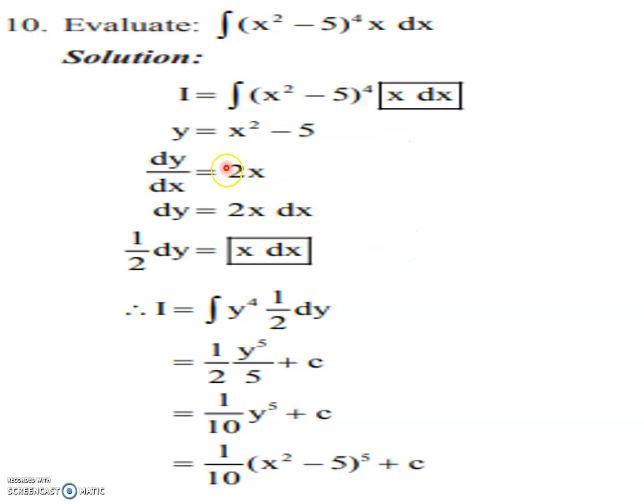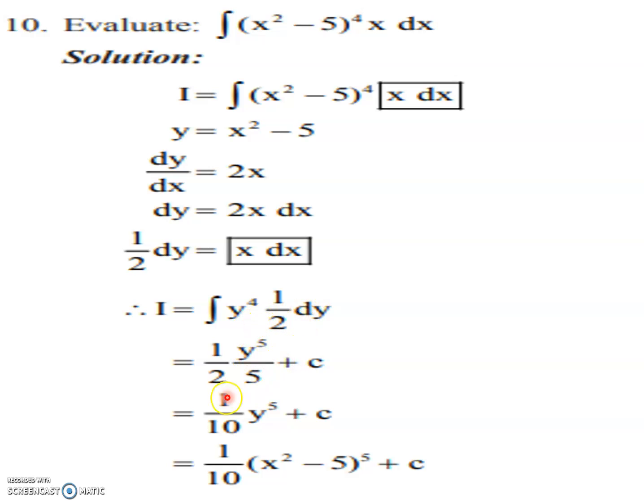Yes, let us check. Y is equal to x square minus 5. Differentiate with respect to x on both sides. dy by dx, the derivative of y is 1, so dy by dx. The derivative of x square is 2x, and the derivative of a constant is 0. Therefore, by cross multiplication, dy is equal to 2x into dx. So 1 upon 2 dy is equal to x dx. We have x dx, so instead of x dx we put 1 upon 2 dy, instead of x square minus 5 we put y, and 4 remains the same.